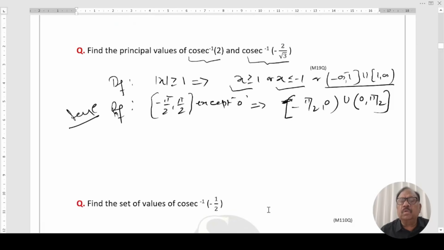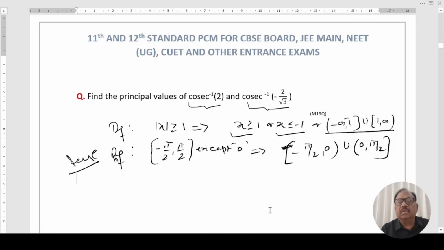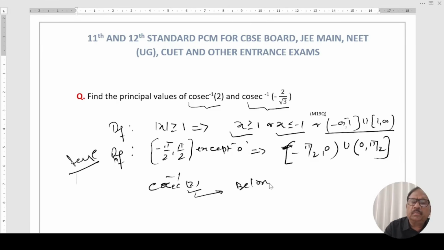Cosec inverse of 2 is sine inverse of the reciprocal, 1 by 2. 1 by 2 in the case of sine gives 30 degrees, so in this case it will be 30 degrees. This belongs to the domain and satisfies all conditions. Therefore cosec inverse 2 belongs to the domain, and the value will be pi by 6. Pi by 6 will be the answer.